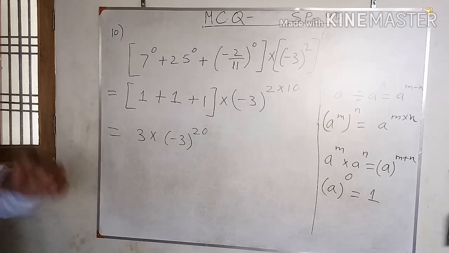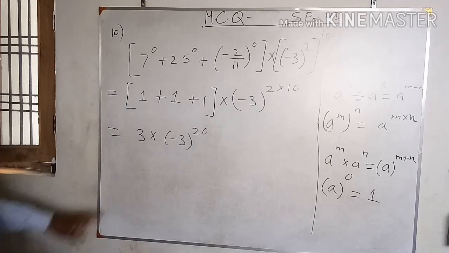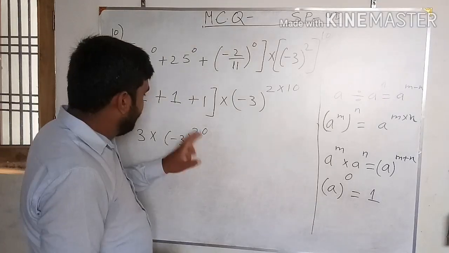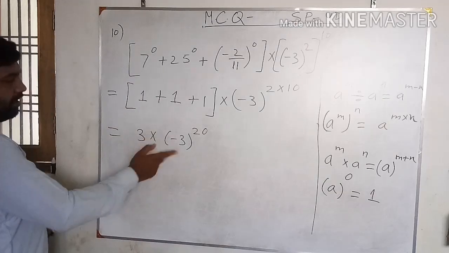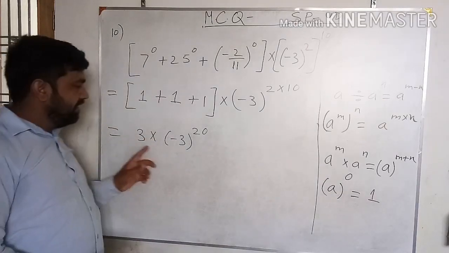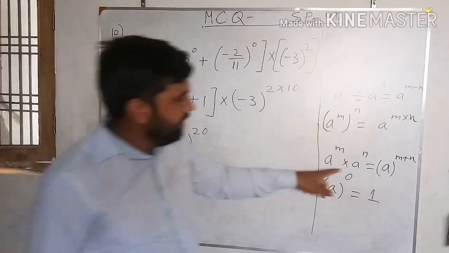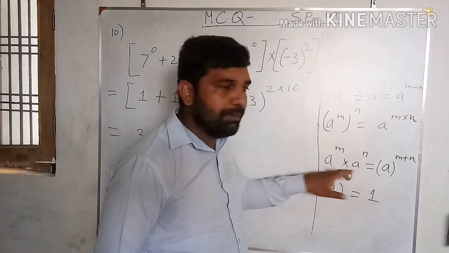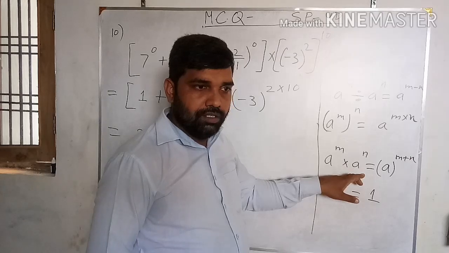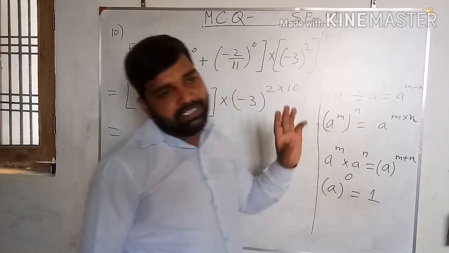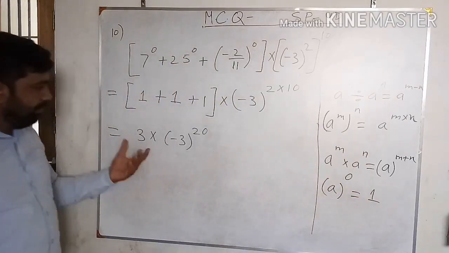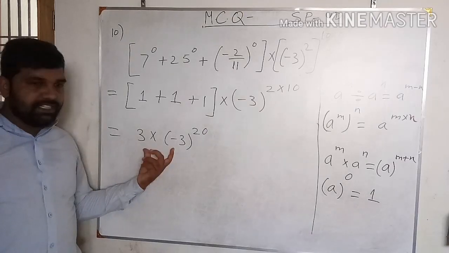Now after that we have to find its value. 3 multiply minus 3 to the power 20. Now the bases are not the same here. Here the base is 3 and here the base is minus 3. To apply the product law, a to the power m and a to the power n, the bases must be the same. If the bases are different, we cannot apply the product law. So we have to make both bases the same.